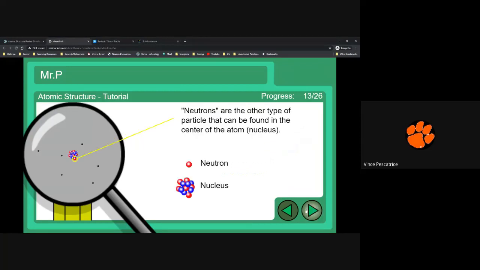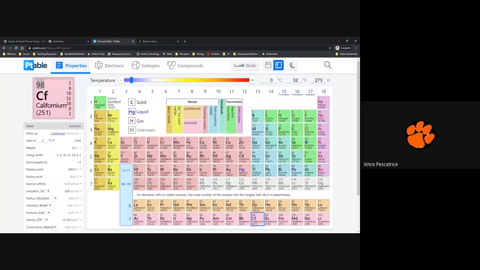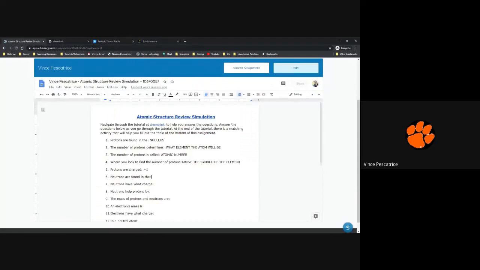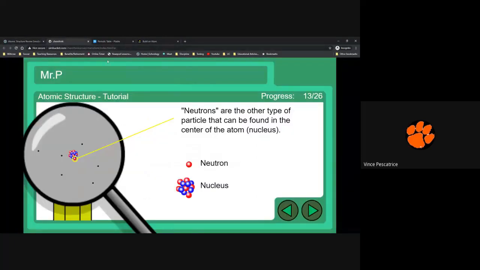All right, so let's move on. Next is the neutrons. They're the other particle that is in the nucleus. Neutrons are found in the nucleus, number 6.